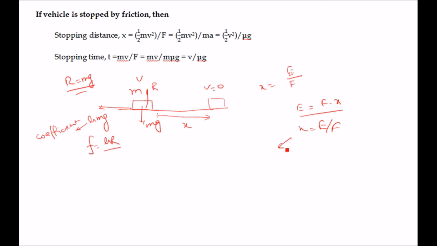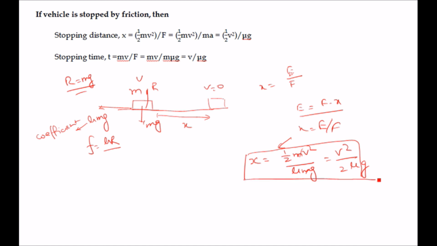So I put in the values to get the stopping distance. The stopping distance due to frictional force will be half mv square divided by mu mg, which is equal to v square by twice mu g. So this is the stopping distance: x is equal to v square by twice mu g in case of frictional force.